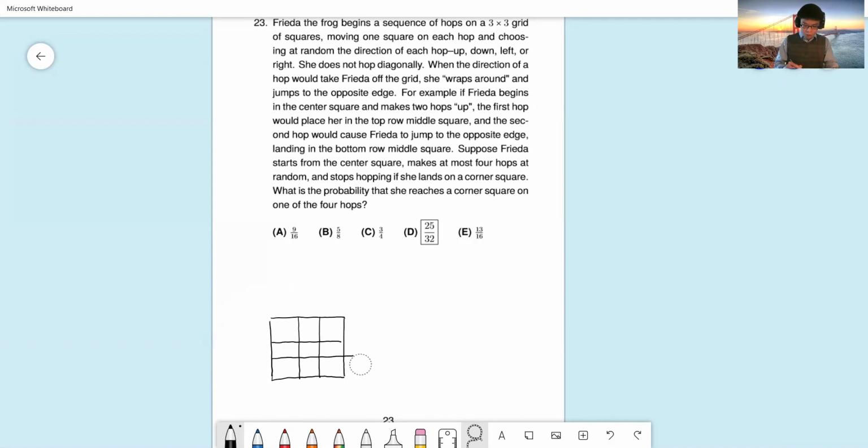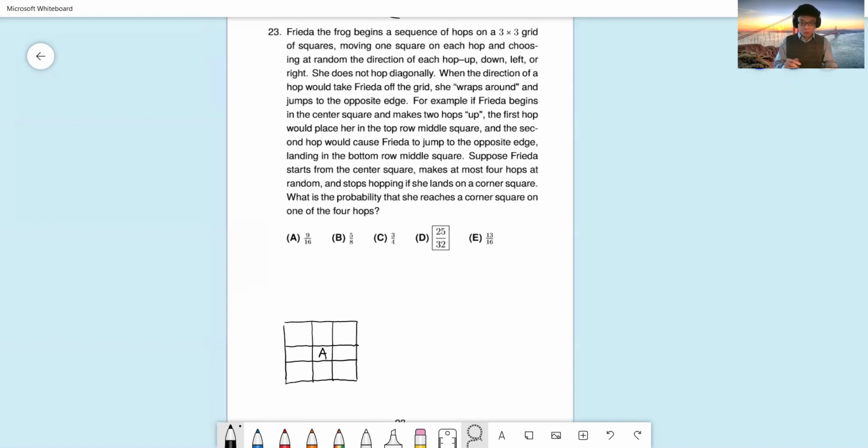Okay, so let me call the center square A, and I will see there are only 3 types of squares. One is the center one. The other one is these 4 B's. They have a similar role. They are either on the bottom row, bottom column, the middle square. And the third kind of square is the corner. We have 4 corner squares. Whenever the frog jumps to a corner square, it stops there.